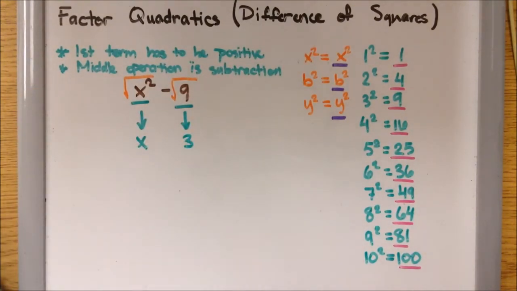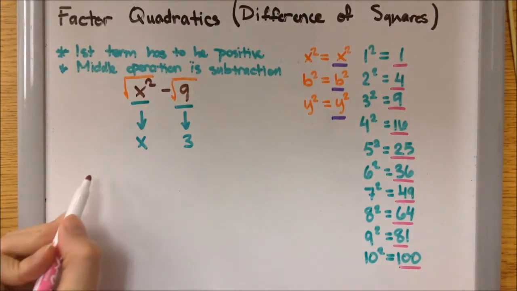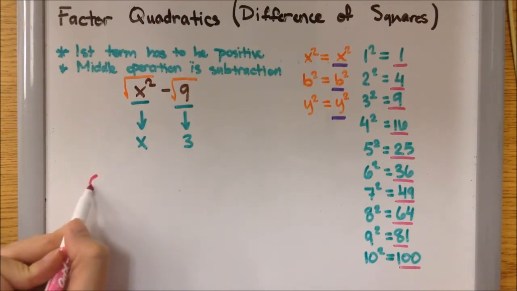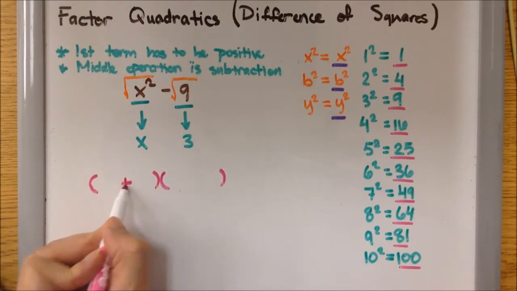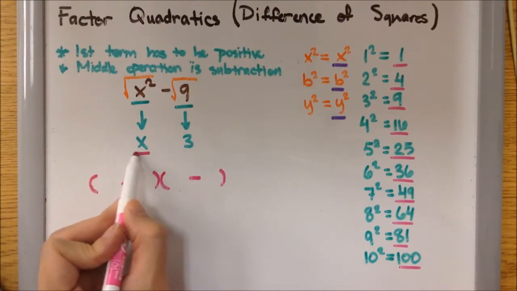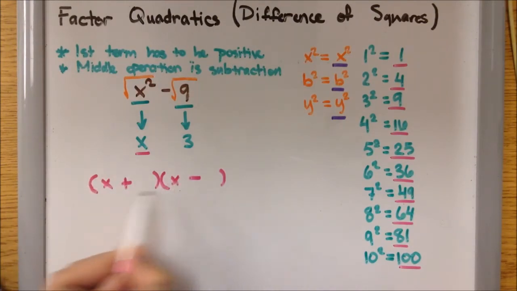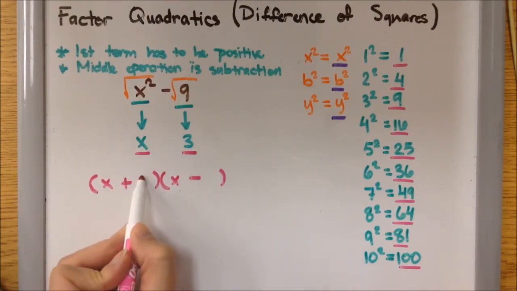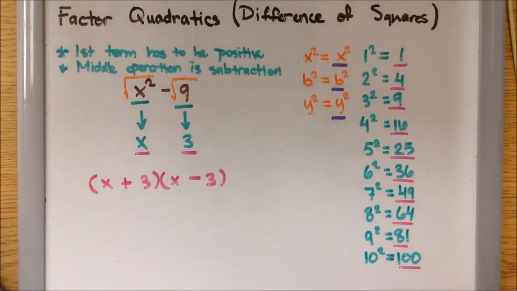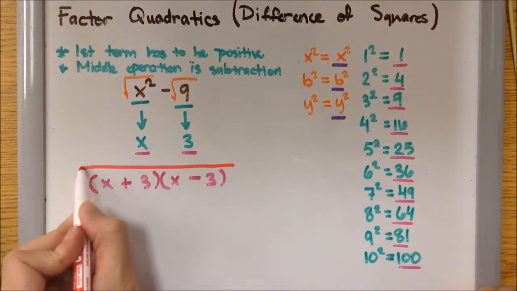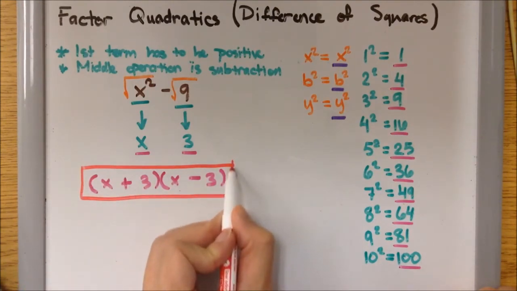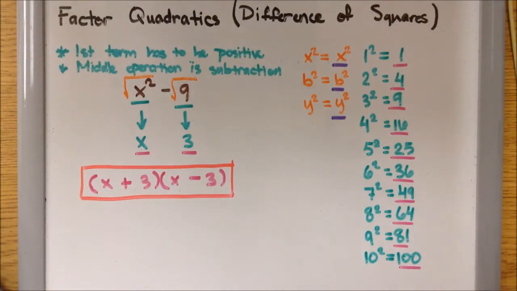So once we have that, the answer will be easy. We're going to have two sets of parentheses. One will be plus, one will be minus. The first term will be x in both of them. The second one will be 3 in both of them. And that will be our final answer. So our two factors for x squared minus 9 are x plus 3 times x minus 3.